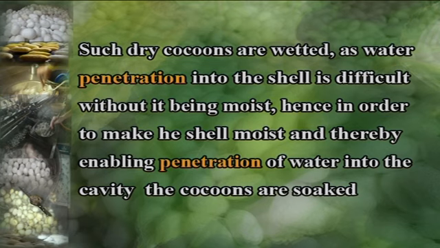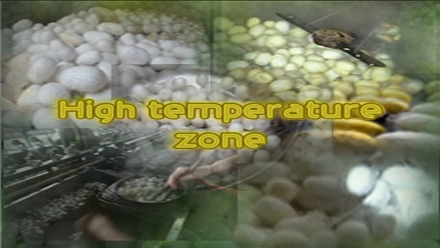This is necessary as the cocoons are dried, the moisture content in the filament is very low and the water absorbency of the sericin is low. Such dry cocoons are wetted as the water penetration into the shell is difficult without it being moist. Hence, in order to make the shell moist and thereby enabling the permeation of water into the cavity, the cocoons are soaked.